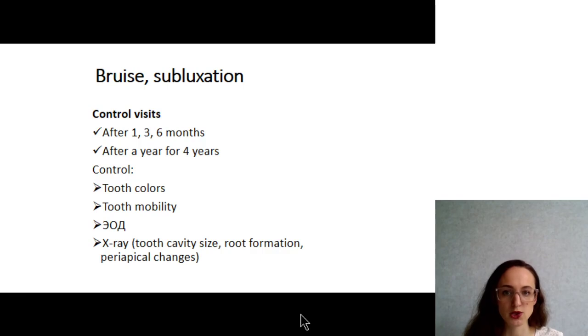Subluxation. Control visit after 1, 3, and 6 months, and after a year for 4 years. Control tooth color, tooth mobility, electrodontal diagnosis, and X-ray.